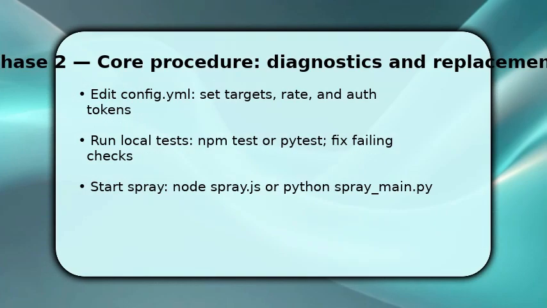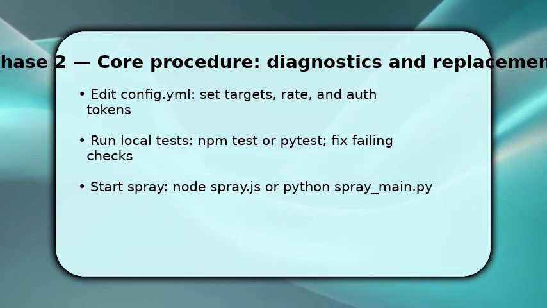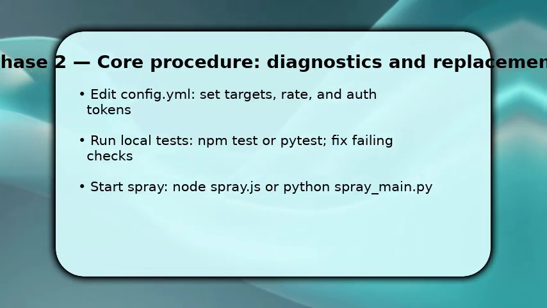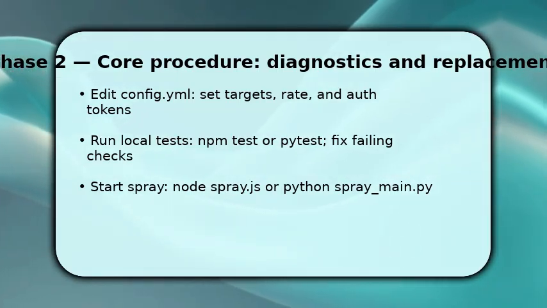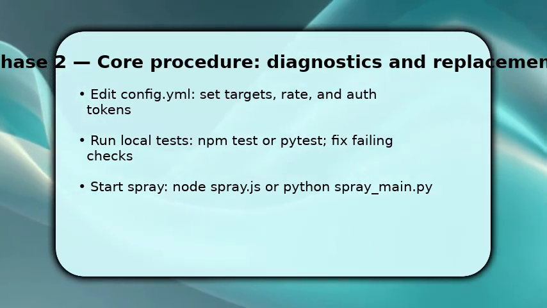You now configure the tool, open config.yml and set targets, rate limits, and authentication tokens so the spray behaves predictably. Once configured, run the provided unit and integration tests. This catches obvious misconfigurations, and you should fix failing checks immediately.